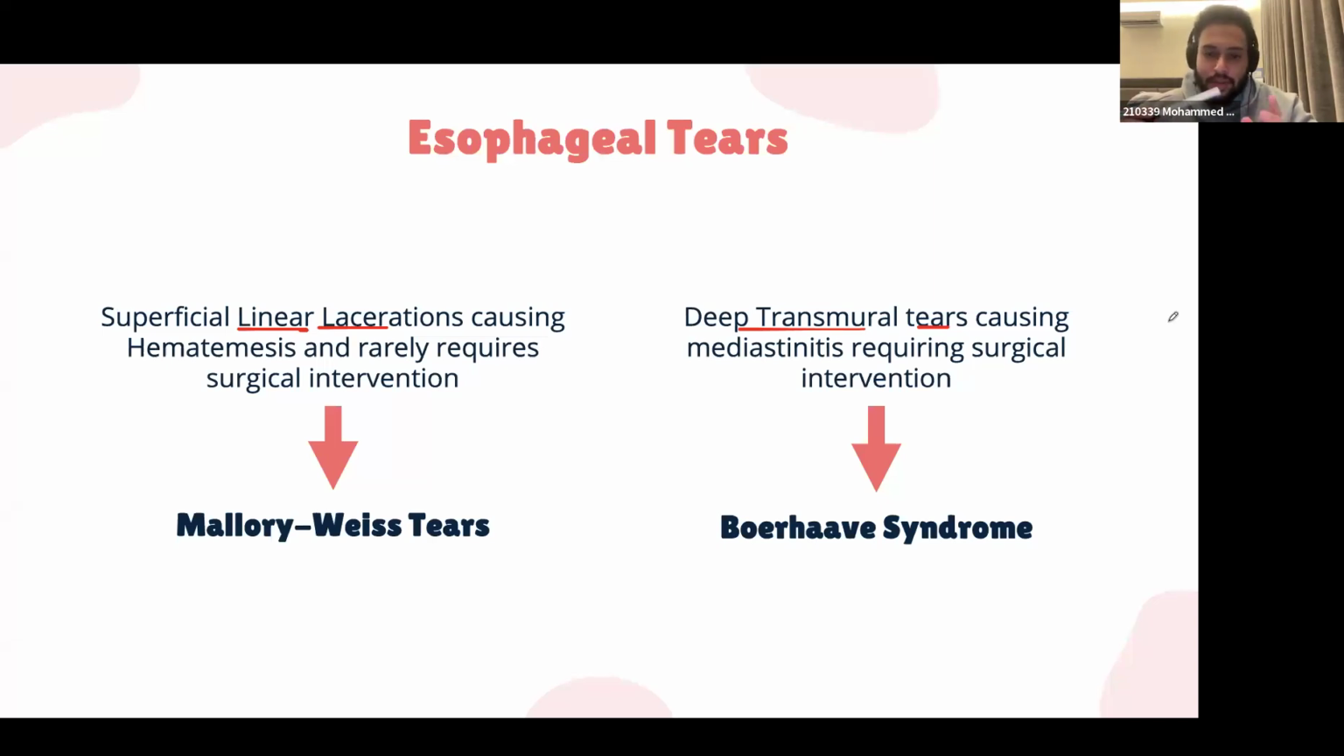Memorize these terms, the key terms: linear laceration versus transmural tear. Okay, this is very important. Know these two terms. Usually, the risk factor behind them is firstly Mallory-Weiss. What's important about Mallory-Weiss is you differentiate it from another cause of upper GI bleed. What is the other cause of upper GI bleed that's very similar to Mallory-Weiss tears? I won't be covering it today. I'll be covering it, inshallah, in the liver portion.